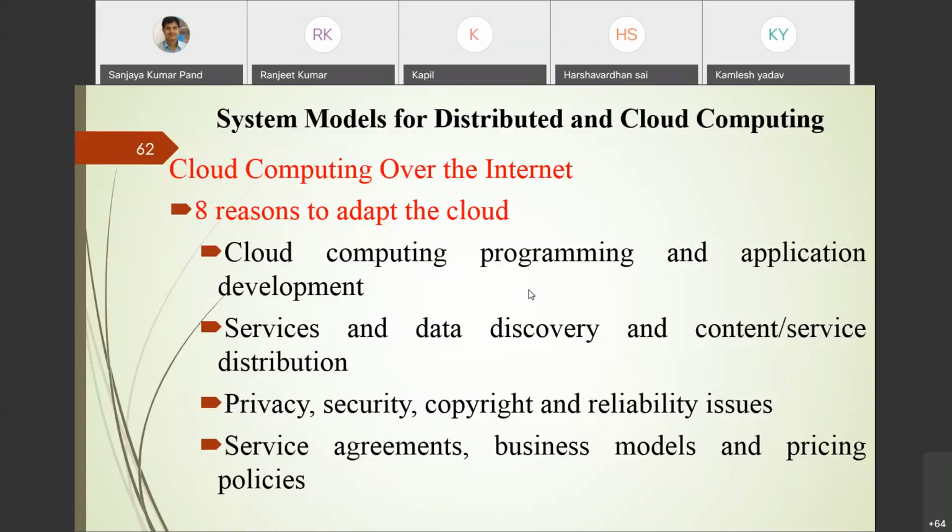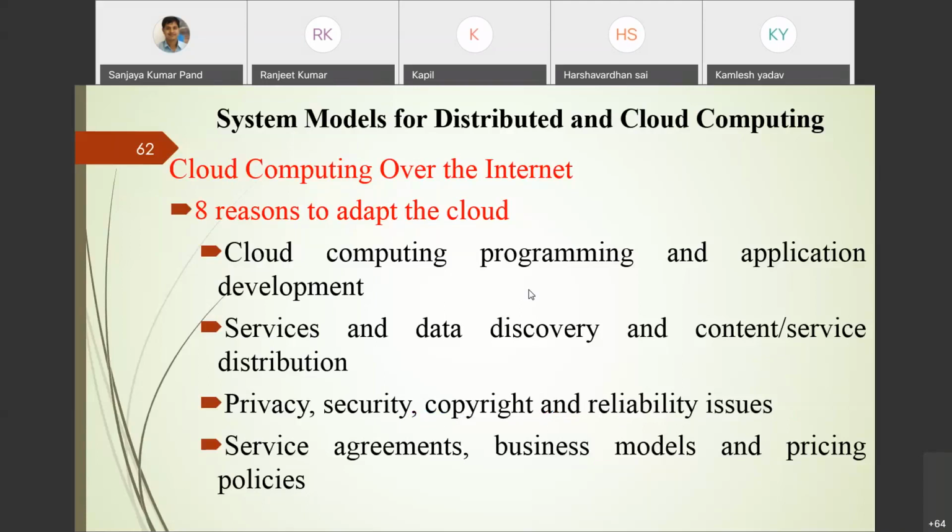Similarly, the next one is service discovery and content service distribution. You know that dynamic provisioning is provided by the cloud, so that the resources can be dynamically provisioned. It can provide the scalability concept. It can also provide access from any device. From that device, I can access the cloud and monitor the resources of the cloud applications. So the content distribution in the cloud should be enough. It leads to low and high bandwidth.